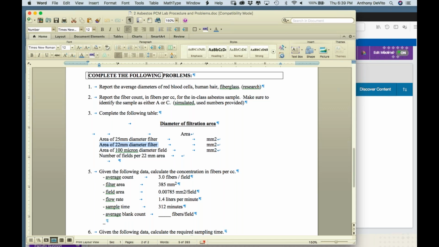It's going to be 11 squared times pi, and that's going to be the area of the exposed part of the filter. Okay, what's the area of a 100 micron diameter field?